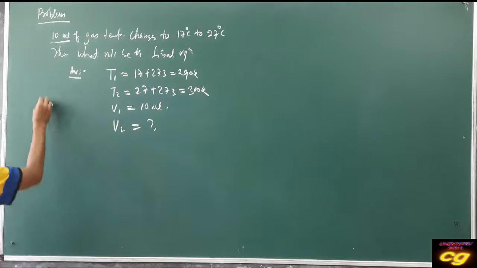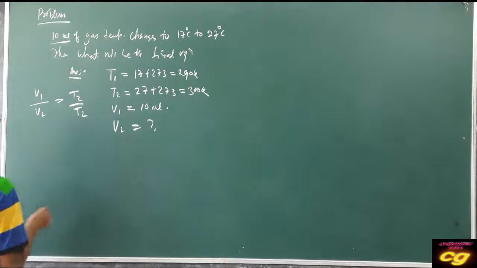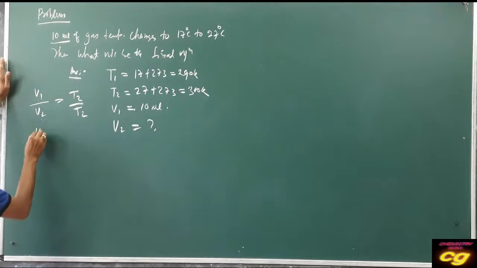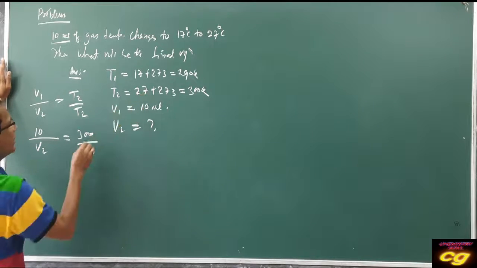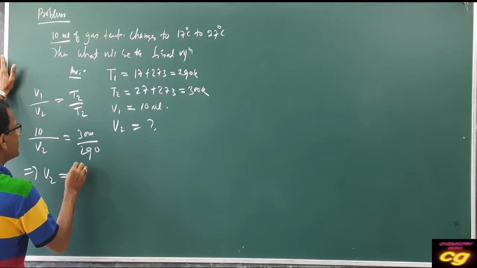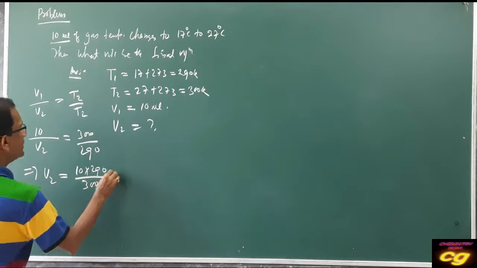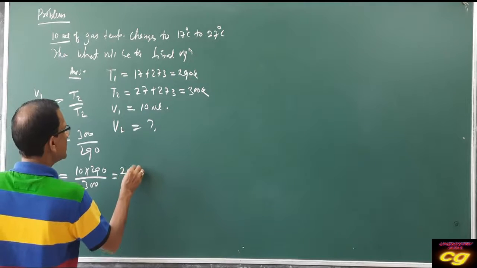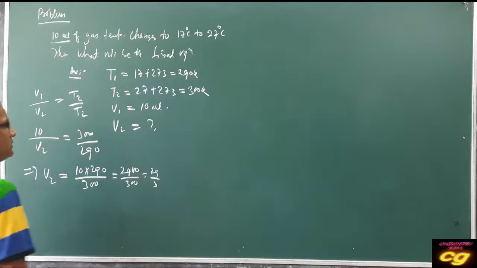You apply the formula: V1 by V2 is equal to T1 by T2. Here V1 is 10 ml. So 10 by V2, and T2 is 300 and T1 is 290. Then what is the value of V2? V2 is equal to 10 into 290 by 300. That is 2900 by 300, that is 29 by 3.